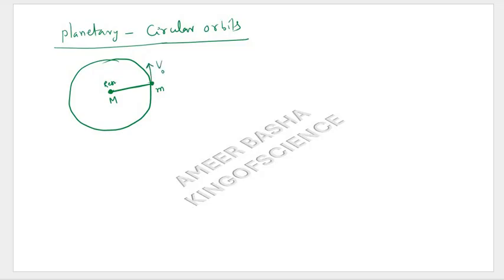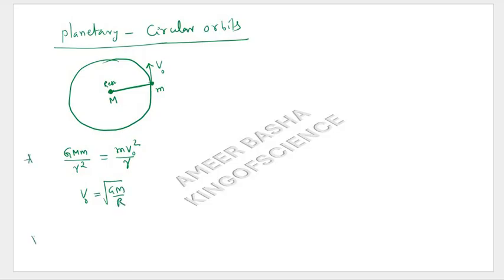For that I need to write here that the necessary centripetal force is equal to the gravitational force. So whatever the gravitational force will be, that will be equal to the centripetal force, that is mv square by r. So from here I'll get the orbital speed. With this idea, the orbital speed will be square root of GM by r. Okay, this is the idea.